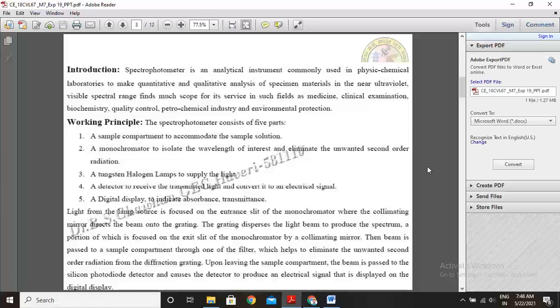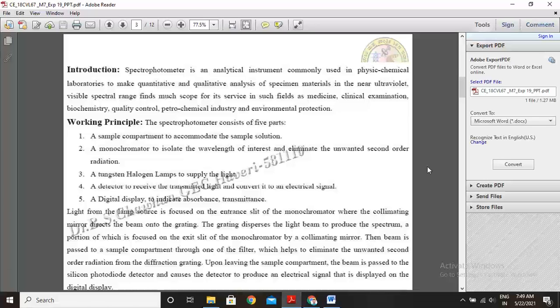And the next component is a digital display to indicate absorbance, transmittance, concentrations, factor, etc.